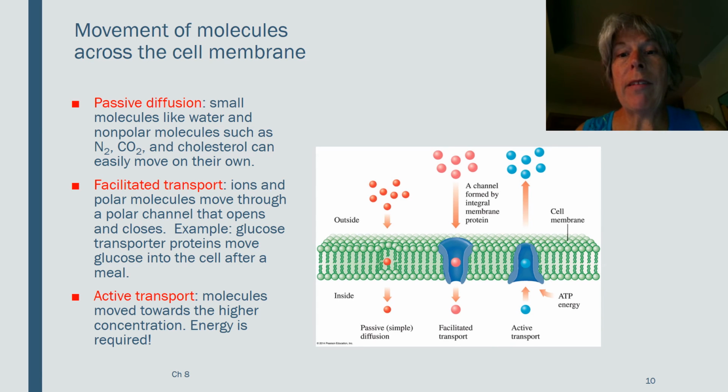You might recall that the cell membrane has an outside and inside polar layer with a nonpolar layer in the middle. So these polar molecules need a channel in order for them to pass through that nonpolar layer. The third way that particles move through our cell membrane is by something called active transport. In active transport, the molecules move in the opposite direction that you would think that they would move.